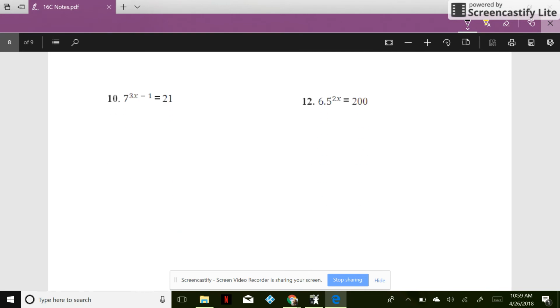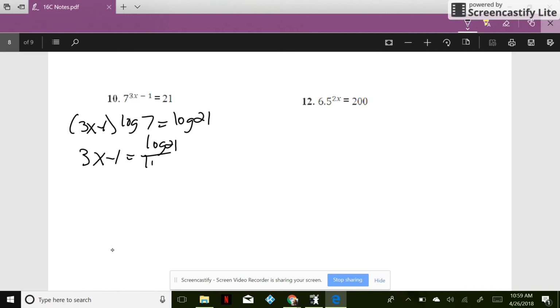All right, same idea. So I'm going to skip writing out that first step. You want to take the log of both sides. So we're going to be able to bring that exponent to the outside then. So we'll have 3x minus 1 times log 7 is equal to log 21. Divide log 21 over log 7. Add the 1.